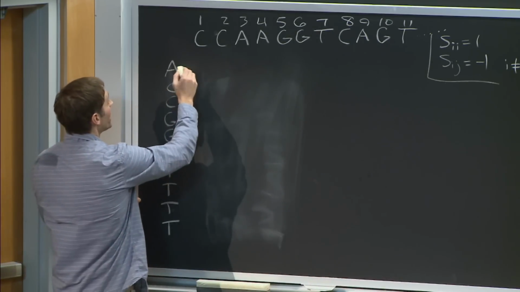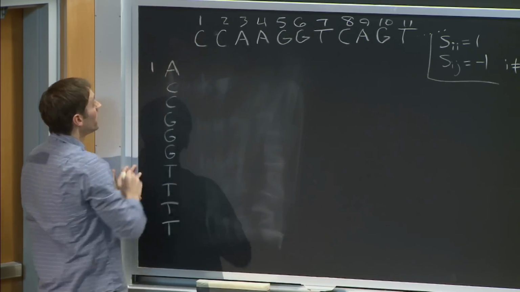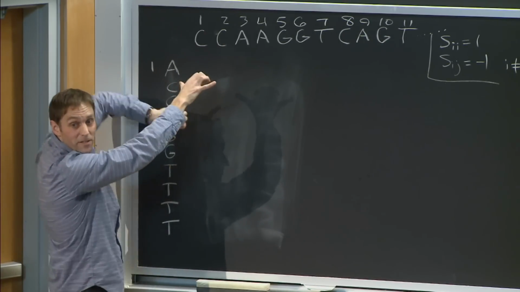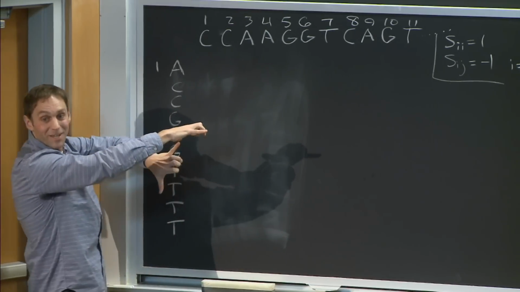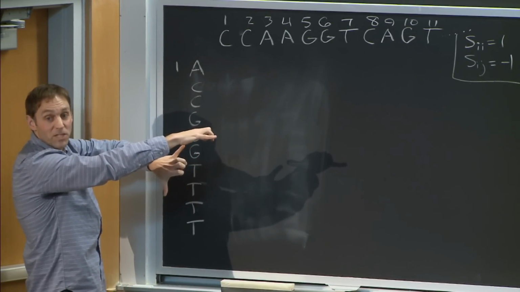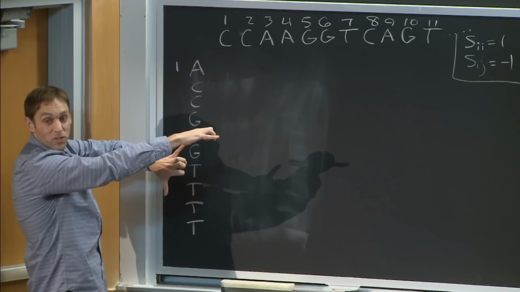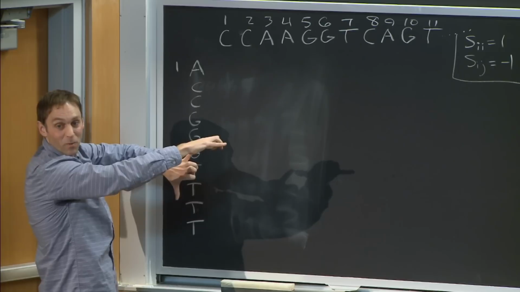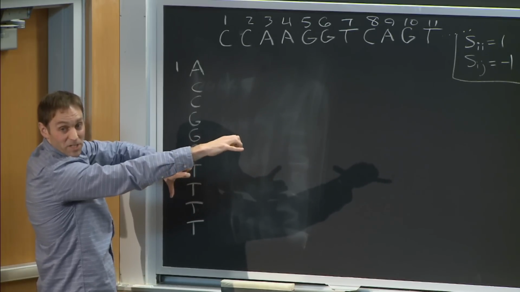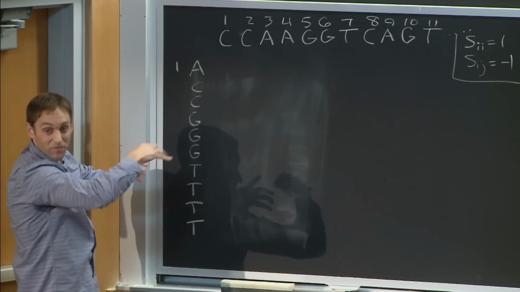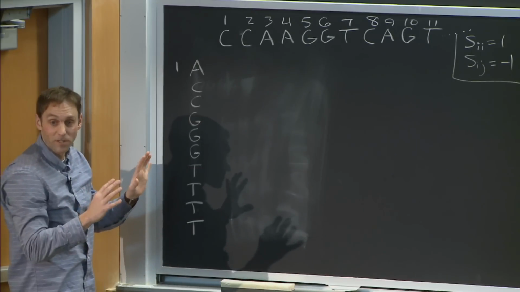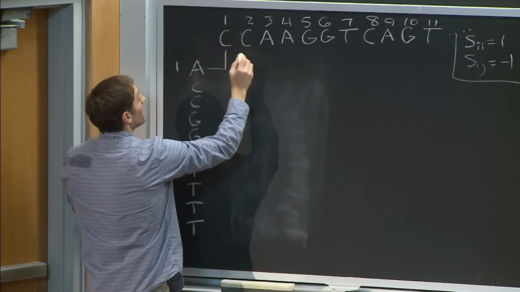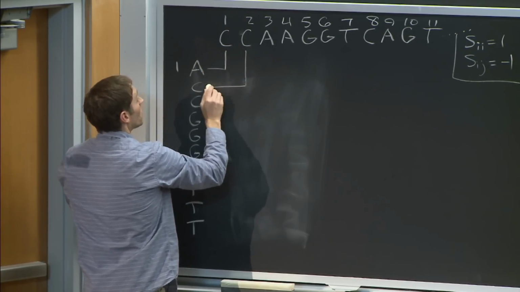Let's say you entertain the hypothesis that the alignment can be in different registers. The alignment can correspond to base one of the query and base one of the subject, or it could be shifted, an alignment where base one of the query matches base two of the subject, and so forth. So there are different registers. Let's just consider one register first, the one where base one matches base one. Let's just look at the matches between corresponding bases.